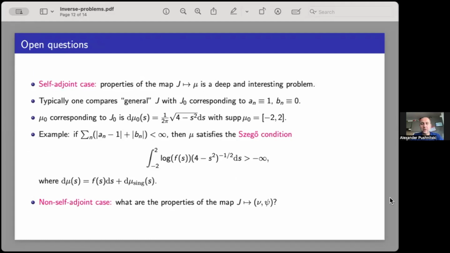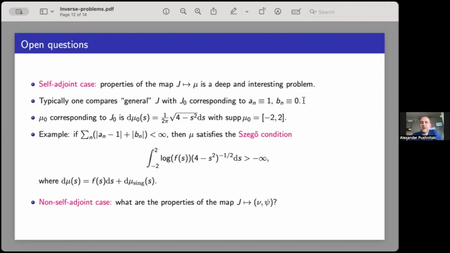Okay, so let me state some open questions. In the self-adjoint case, the properties of the map from Jacobi matrices to measures is a deep and interesting problem in pure mathematics. So typically one compares J, which are in some sense close to J naught. J naught is a standard Jacobi matrix corresponding to A_n parameters being 1 and B_n being 0.